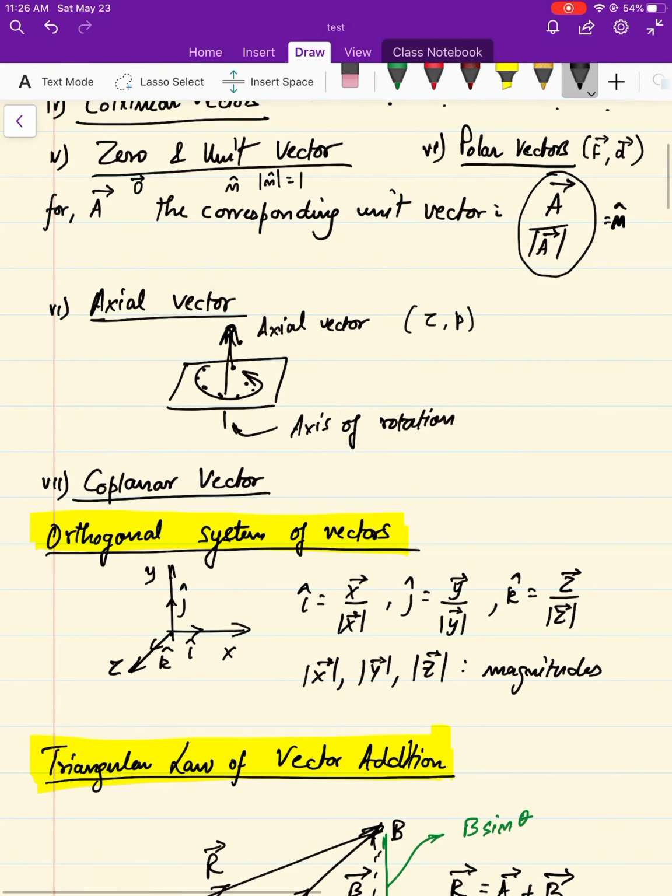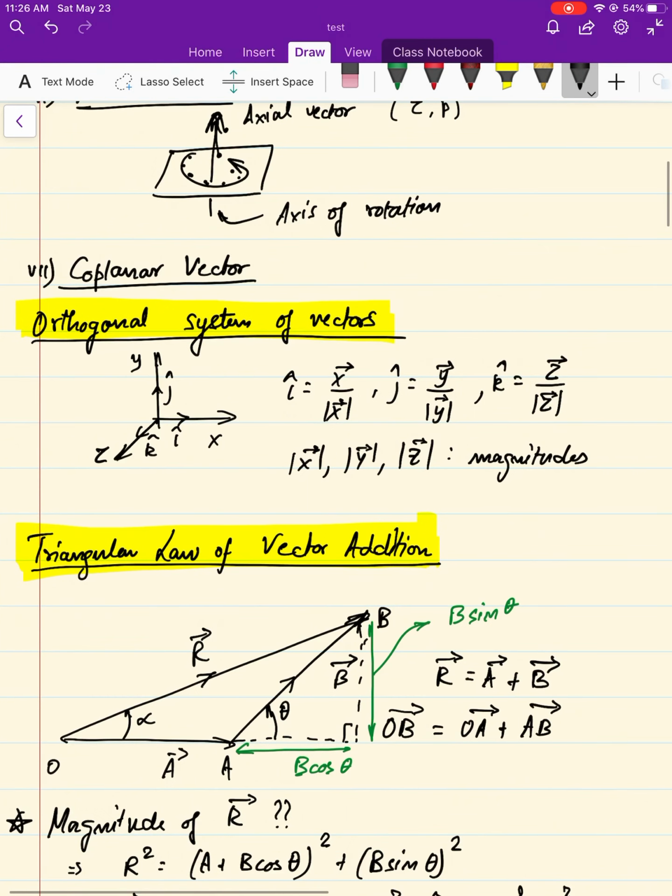And the axis of rotation is seen over here. So in order to define an axial vector, you can clearly see that an axis of rotation is highly essential and a requirement. Now we move on to the orthogonal system of vectors. Oh, I just missed out coplanar vectors. Coplanar vectors are those which lie along the same plane. So let's say this is a plane as I am drawing over here, and these are two vectors and they lie along one plane, and that's how it's known as a coplanar vector.